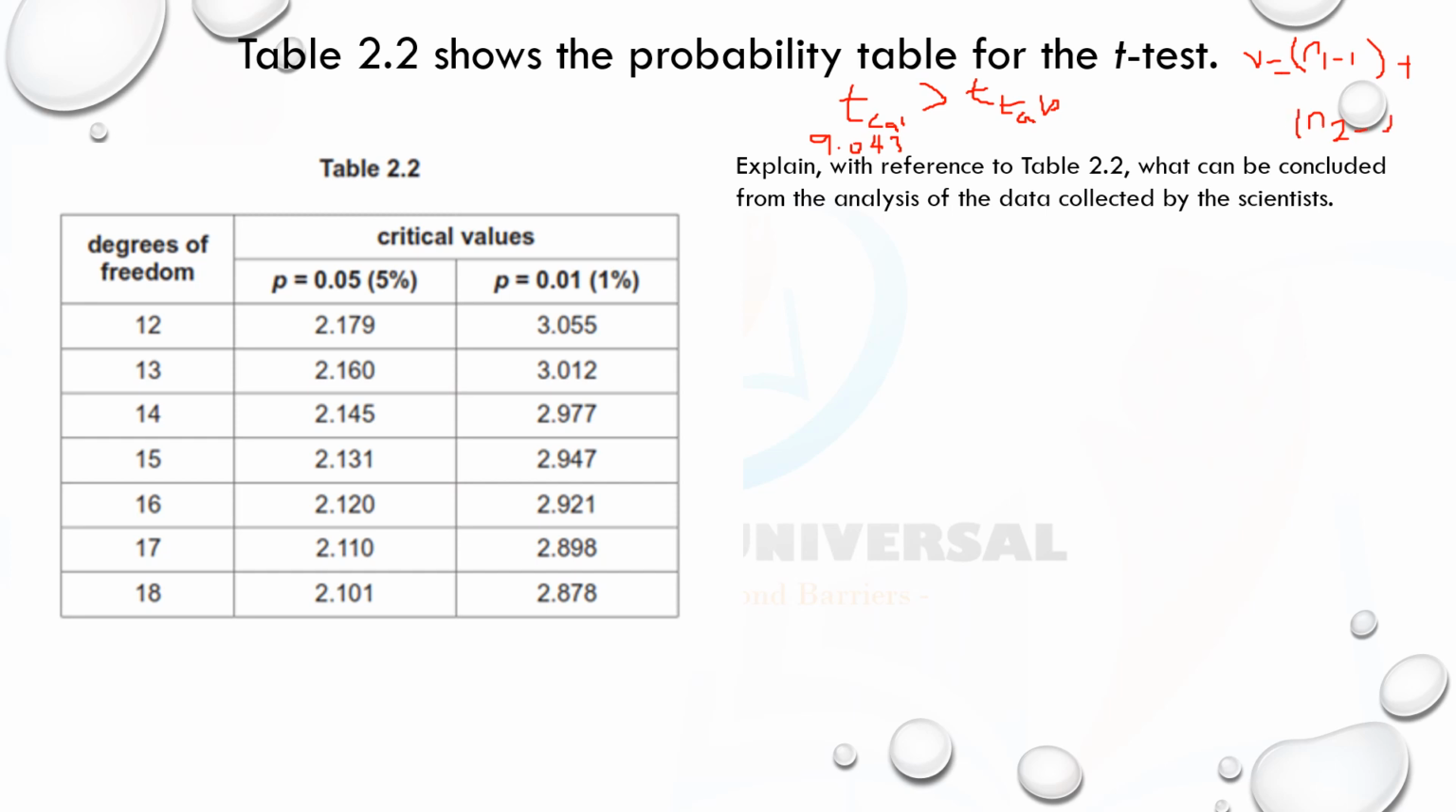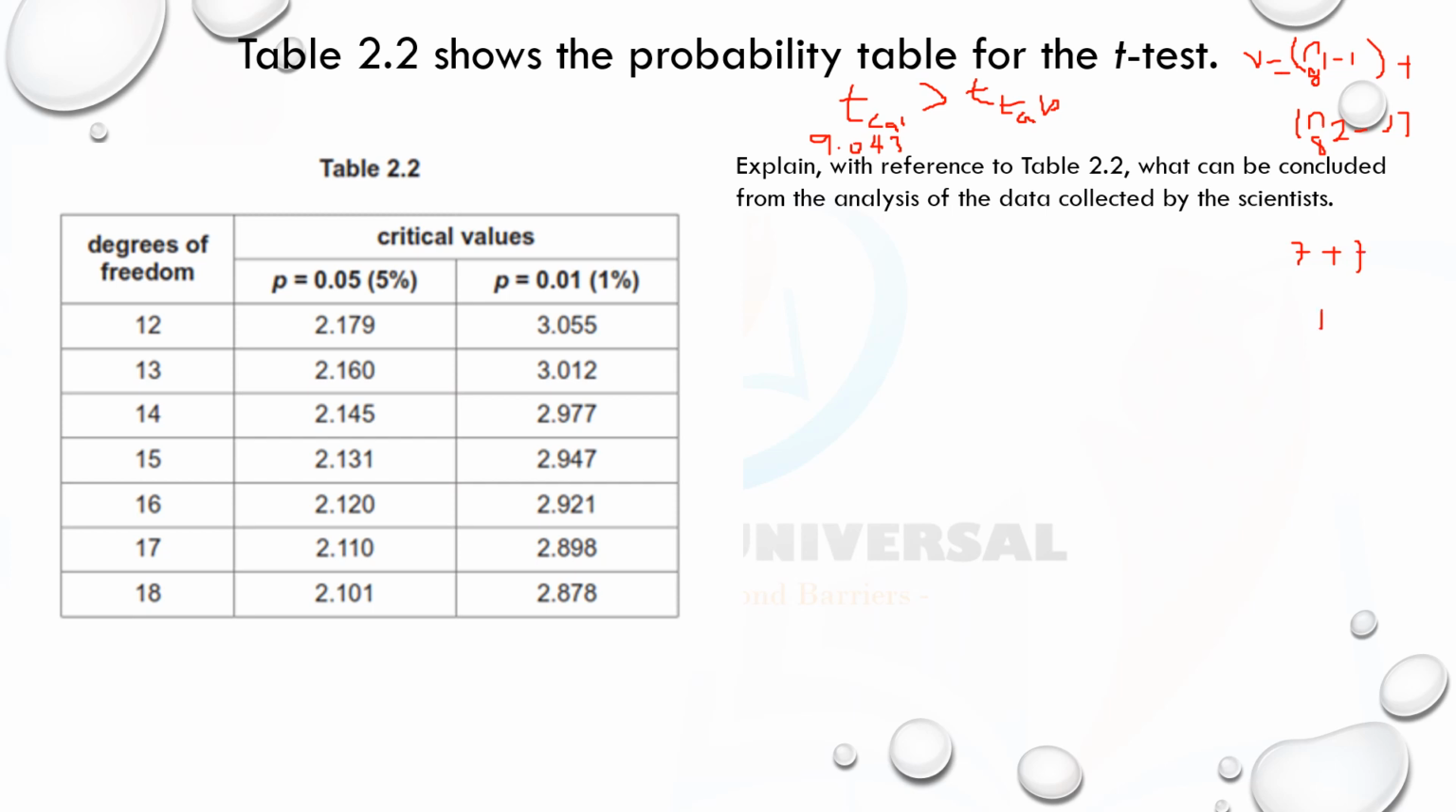So n1 is 8 minus 1, which is 7, plus n2, 8 minus 1, 7. Each of them is 8. How do I know it's 8? Count. If you go back to the data, you find out there are 8 of them. So that's 7 plus 7, so our degree of freedom is 14.